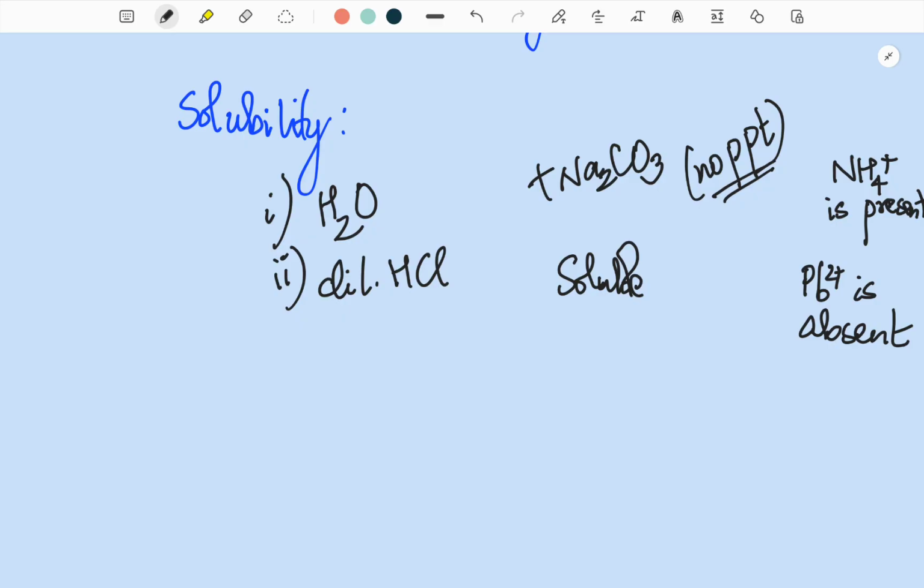There is another preliminary observation known as flame test, and also there is dry heating test, but the dry heating test is not required in the exam. And the flame test, even though it is something which you need to write in the preliminary observation, you don't have to perform it unless the examiner tells you to perform the flame test first. You don't need to do the flame test.